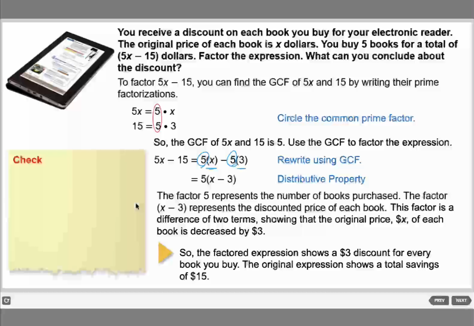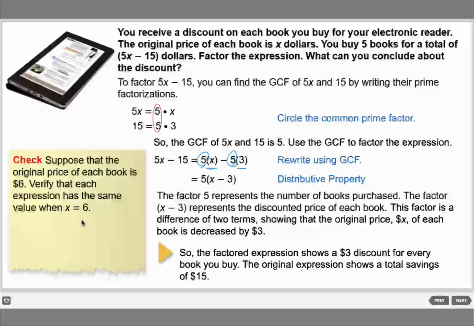If you want to check your answer, you can suppose that the original price of each book is $6. So in this case, x equals 6. You should get the same result when you use the original expression and the factored expression. Using the original expression, 5 times x means 5 times 6. So 5 times 6 is 30. 30 minus 15 is 15. And the factored expression, 5 multiplied by x minus 3. So it's 5 multiplied by 6 minus 3. 6 minus 3 is 3. And 5 multiplied by 3 is 15. So you get the same answer. So your answer is correct, because 5x minus 15 and 5 times x minus 3, if you use a value for x, you get the same answer. Any problems?